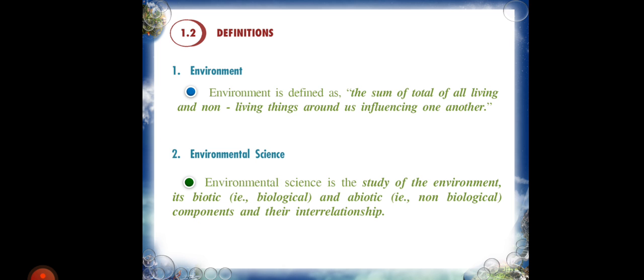Let us see a few terminologies in this topic. Environment. It is defined as the sum total of all living and non-living things around us influencing one another. Environmental science. It is the study of the environment, that is biotic, the biological, and abiotic, that is non-biological components, and their interrelationship.